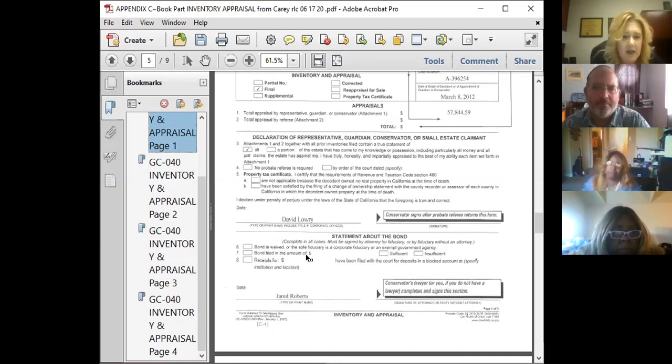Now, in some cases, when you've gone to court to get your letters, you may think, oh, I only have $30,000 in cash, or you're going to estimate for the judge, oh, there's only $30,000 in cash. And they state, okay, show us a bond for $30,000. But then when you actually do the appraisal, you find $57,000. Which box do you think you're going to mark right here?